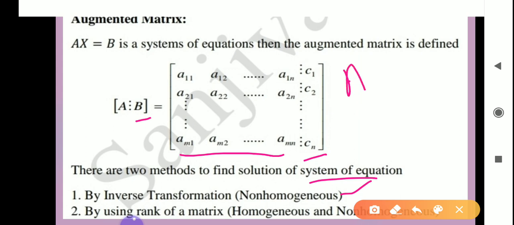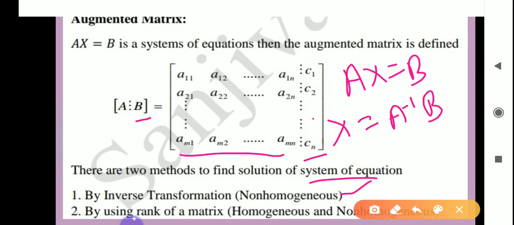Means in 12th standard, what did you do? Ax is equal to B, suppose a system of linear equations is given, so using this we can write x is equal to A inverse into B. So this is called the inverse transformation.